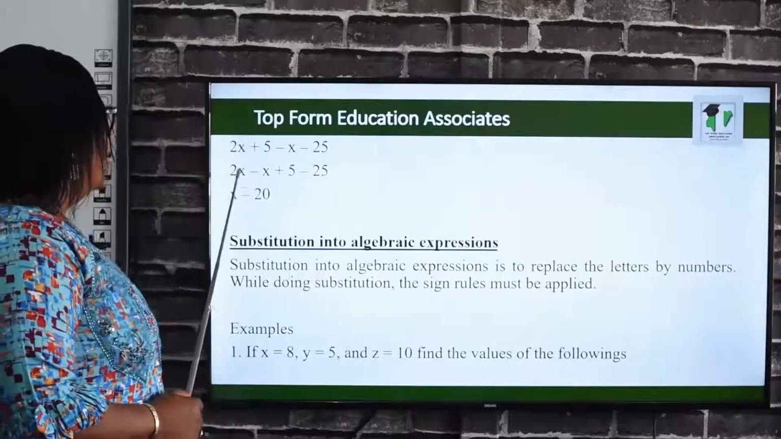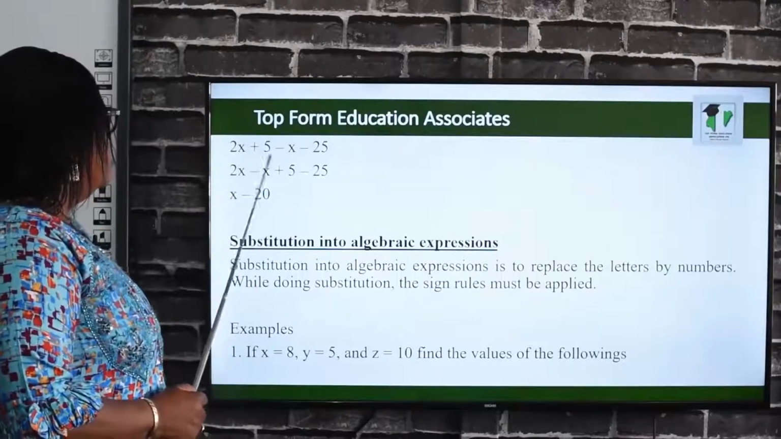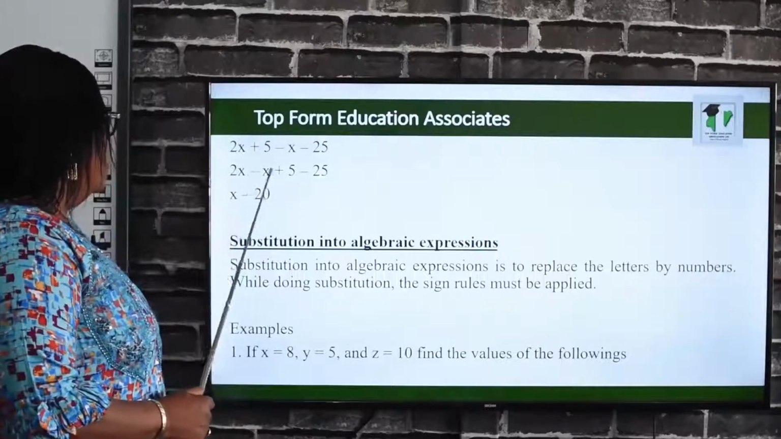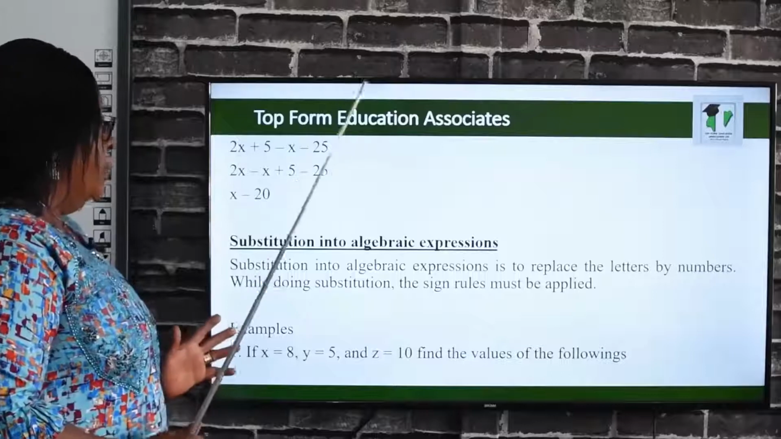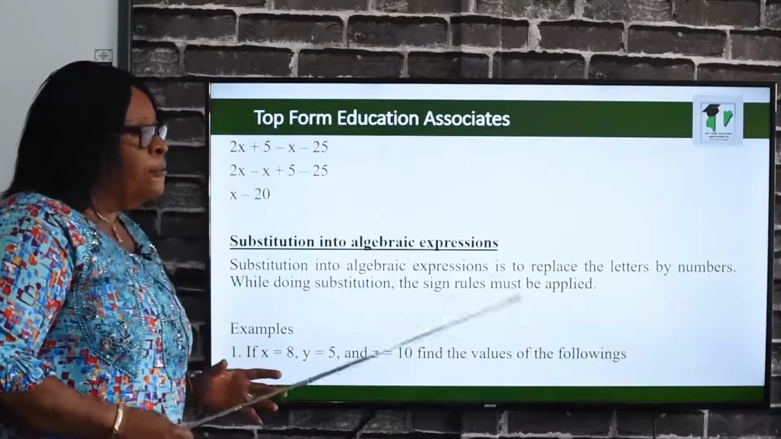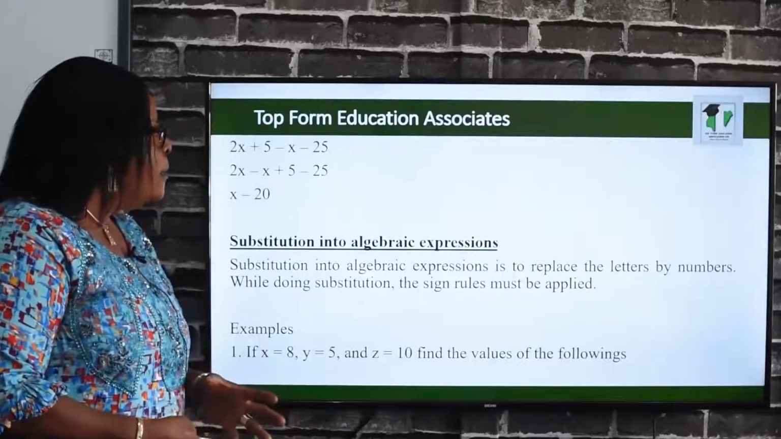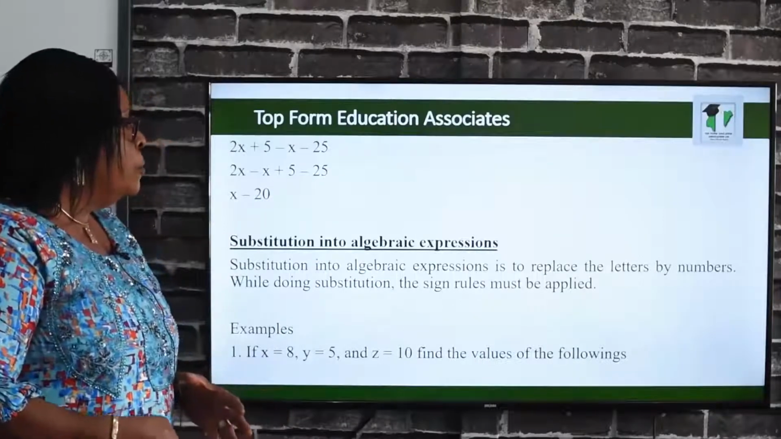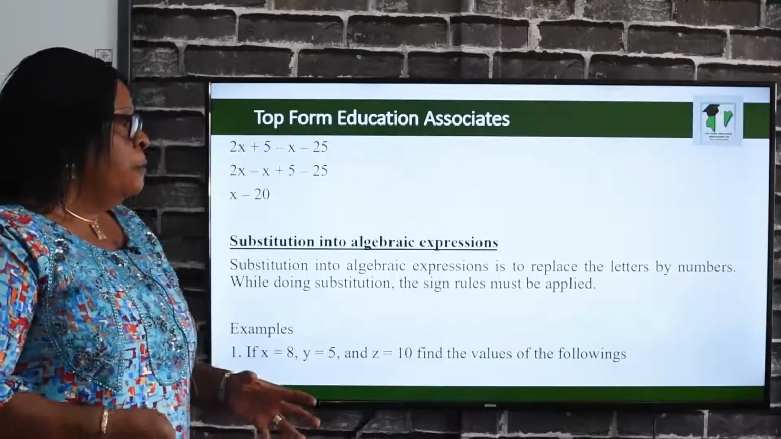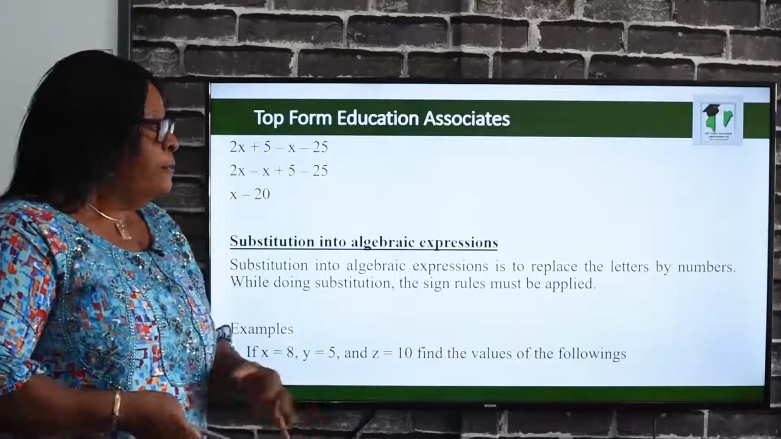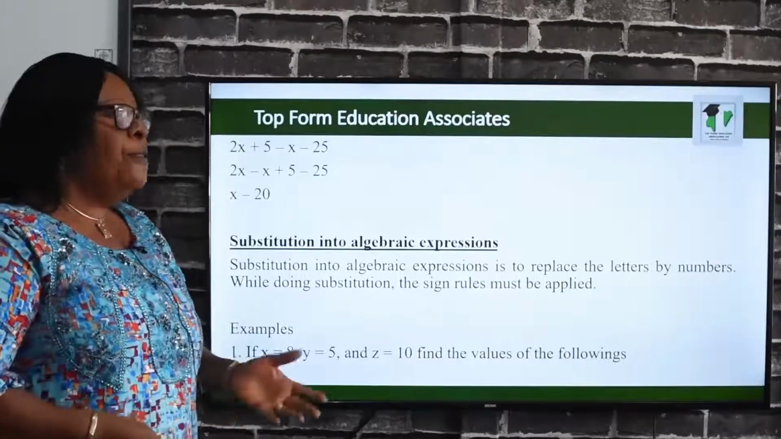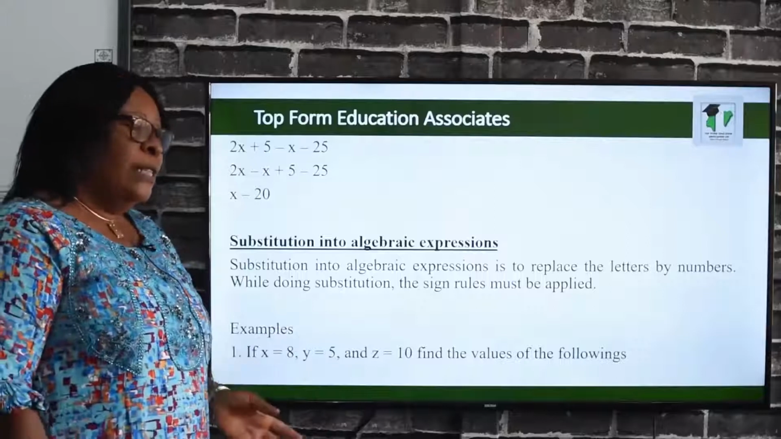Collect like terms. 2X minus X plus 5 minus 25. 2X minus X is X. However, we come to another thing. Plus 5 minus 25. These are different signs, plus and minus. Different signs, you subtract the numbers. Plus 5 minus 25, do subtraction. The operation there is subtraction. When you subtract 5 from 25, you will have 20.